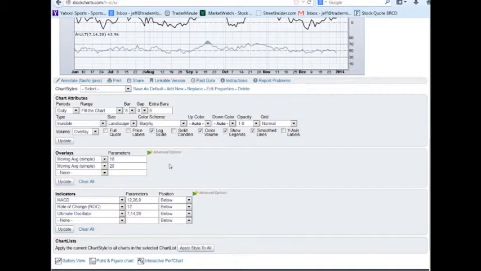So MACD is basically a manipulation of moving averages to understand if our moving averages are in a bullish or bearish position, thereby measuring trend. It's one of the oldest technical indicators, developed by Gerald Appel back in the 60s, and it has withstood the test of time. A lot of other indicators developed in the 60s, 70s, even 80s still aren't around. But the MACD has withstood the test of time because of its ability to look at trend.